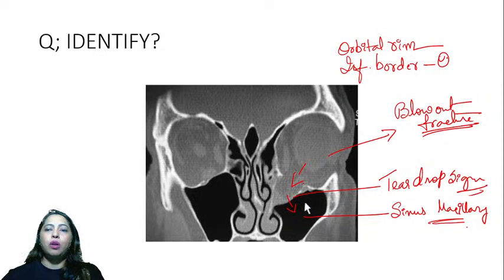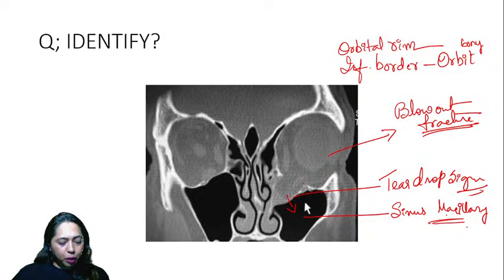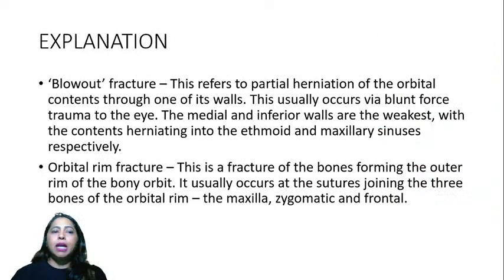Inferior border of the orbit. So you can see the bony orbit has this inferior border, which should be like this, and that is gone. Instead of that, you can see that the content has just seeped down into the maxillary air sinus. So let's see, blowout fracture. Yes, you're right. And that is exactly what we are talking about, blowout fracture.